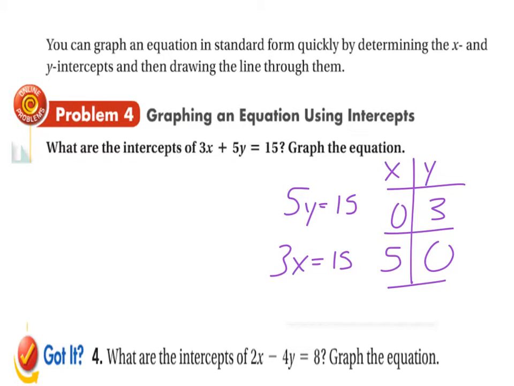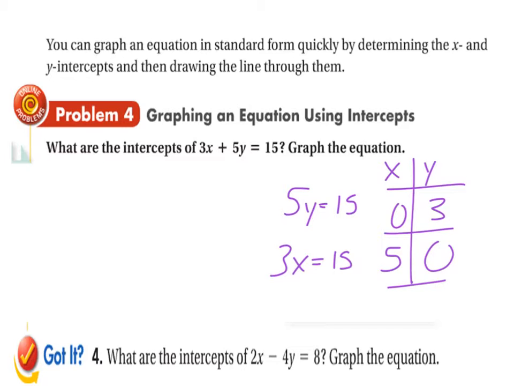Now, one thing I don't necessarily like about this example is that it's a 3x and the y coordinate ends up being 3. It's a 5y and the x coordinate ends up being 5. I don't like that because people start to think that that happens all the time. It just so happens in this case because 3 times 5 equals 15. So it doesn't happen every single time, so try not to think that it will.